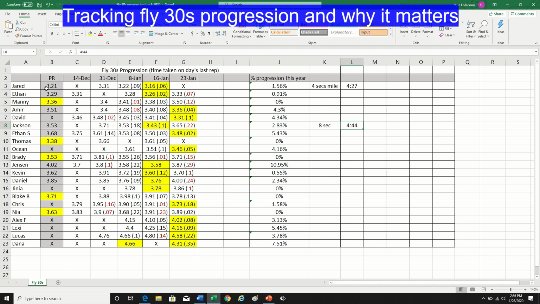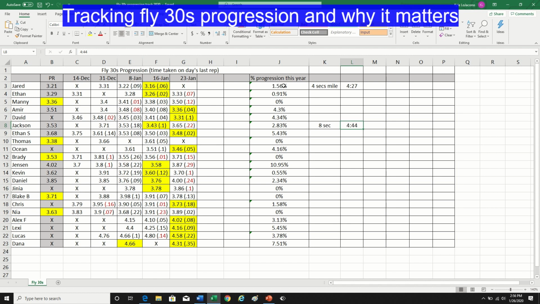So Jared came into the season, his PR in his fly 30 was 3.21, held serve, was right around that, and the last time out he went 3.16. That is a percent improvement in his fly 30s from where he started to where he is currently of 1.56%.